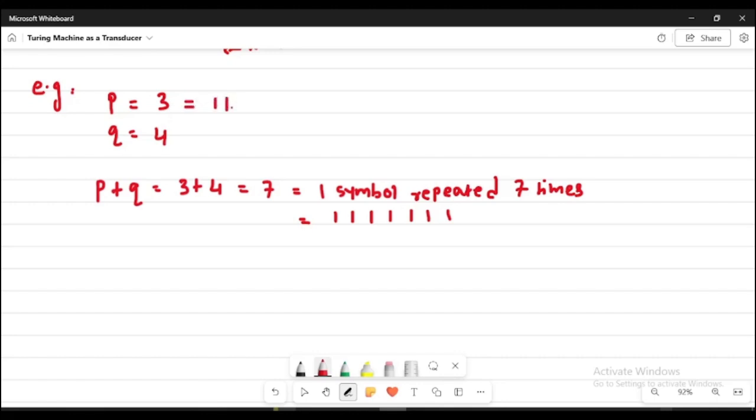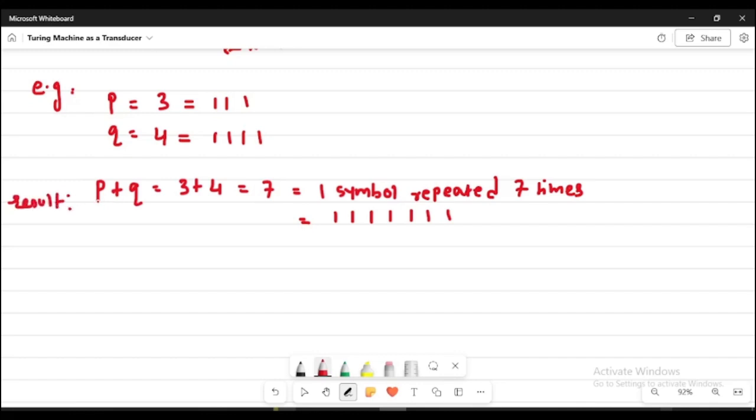So 1 2 3. For inputting 4 inside a Turing machine, I will take one symbol and repeat it 4 times. 1 2 3 4. So these 3 ones will represent 3 and these 4 ones will represent 4 inside a Turing machine tape.